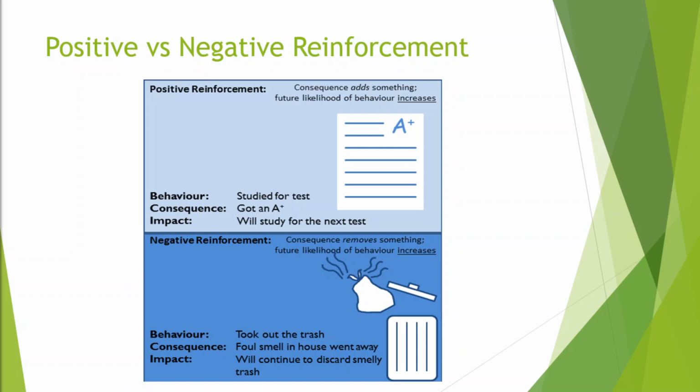An example of negative reinforcement is that an individual took out the trash. As a consequence, the foul smell in the house went away, and that means they will continue to take out the trash because the reinforcement is that the smell is going away in the house.